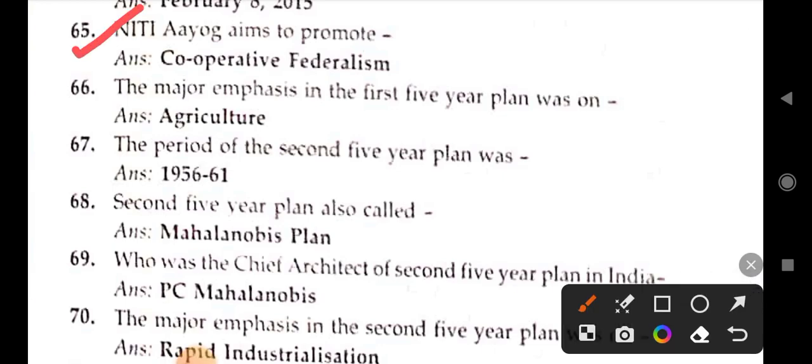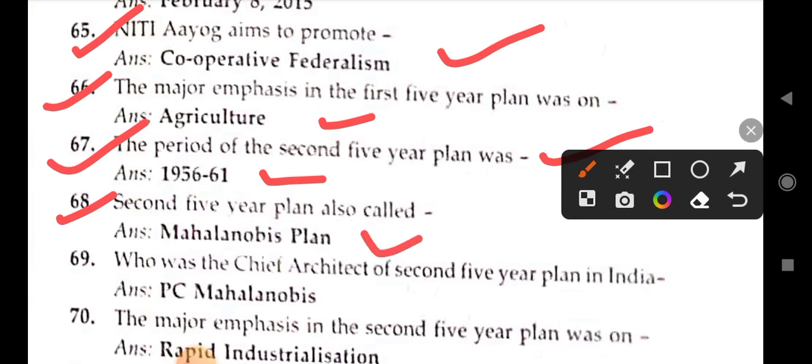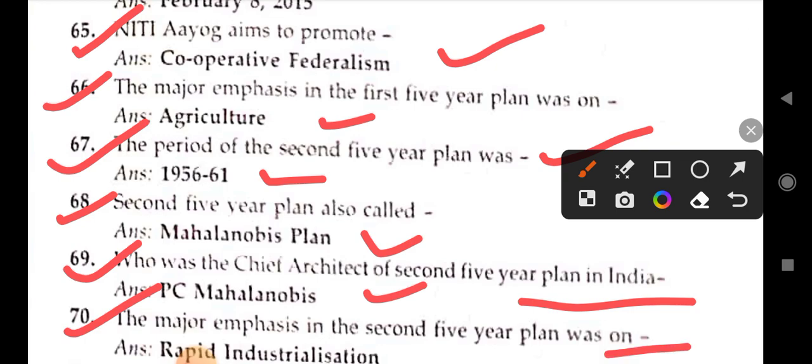Niti Aayog aims to promote cooperative federalism. The major emphasis in the first 5-year plan was on agriculture. Next, the period of the second 5-year plan was 1956 to 61. The second 5-year plan was called the Mahalanobis plan. Next, who was the chief architect of the second 5-year plan in India? P.C. Mahalanobis. The major emphasis in the second 5-year plan was on rapid industrialization.